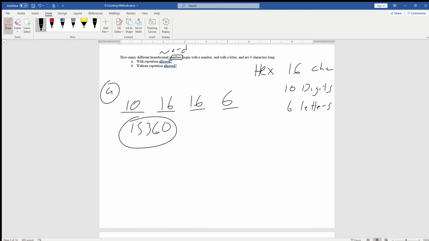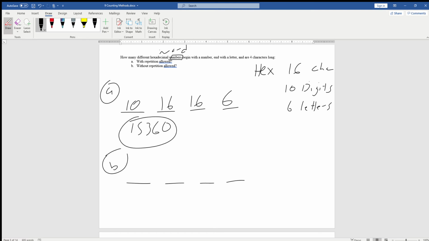Now what if repetition is not allowed? We still have 4 characters, and here's the way you want to think about this. It doesn't necessarily matter when the characters are picked, because it's multiplication, and multiplication is both commutative and associative. So whenever you're doing these types of problems without repetition, always try to pick the things that are a little more restrained first. In other words, there are more constraints with the first character and the last character, excuse me.